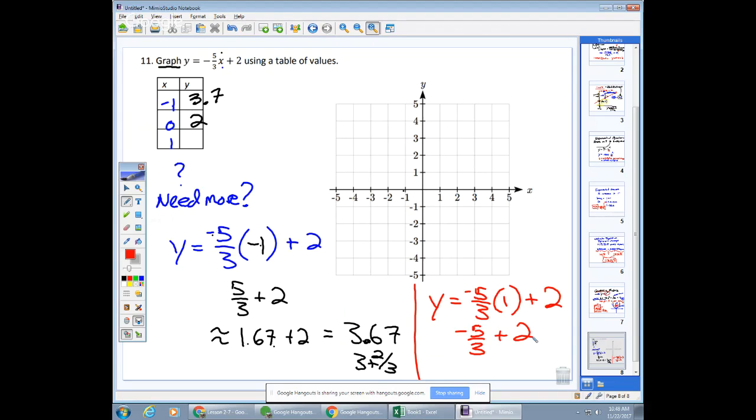And if you whip out your calculator, you're going to get what? 0.33 maybe? Yeah, or 1/3, if you have a fraction calculator. So this comes out to be 1/3. 1/3 can be approximated by 0.3 to the nearest tenth.